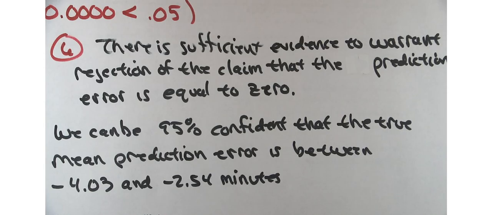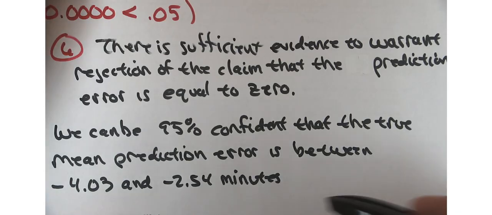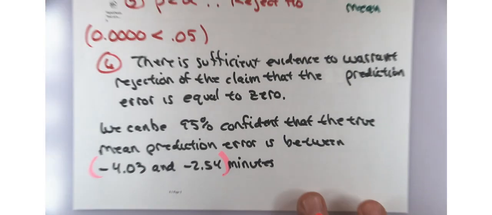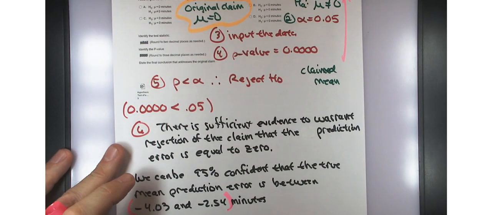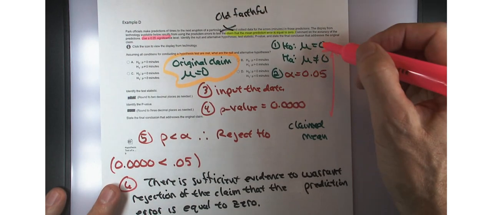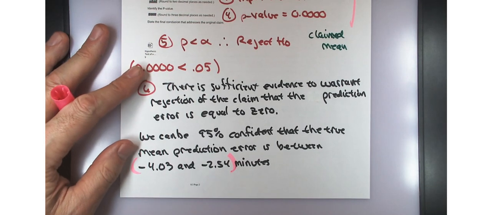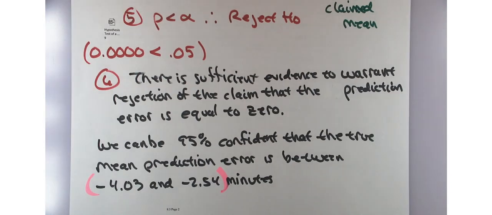Now, I'm going to ask you a follow-up question now that we calculated this confidence interval. The question is, does this confidence interval contradict our conclusion from our hypothesis test? In our hypothesis test, we said that mu is different than 0. Does this contradict that conclusion from our hypothesis test?